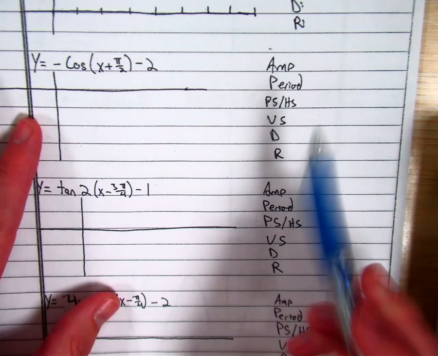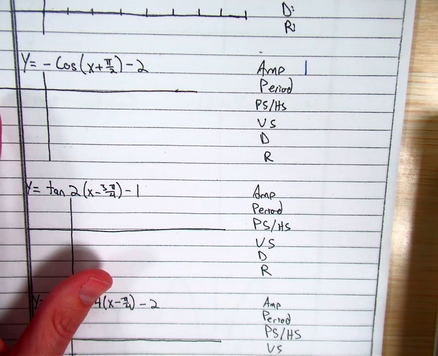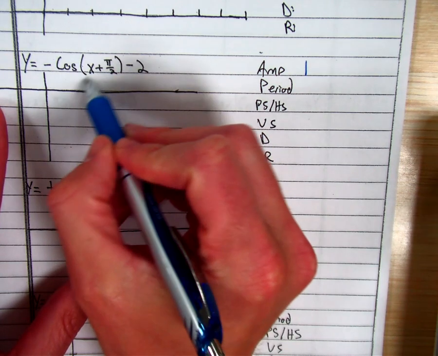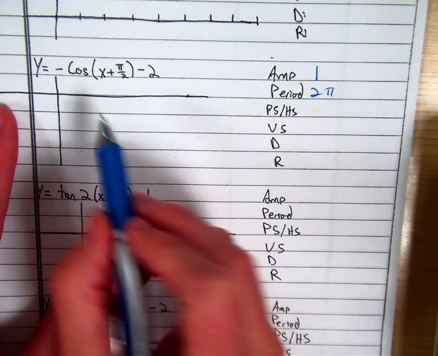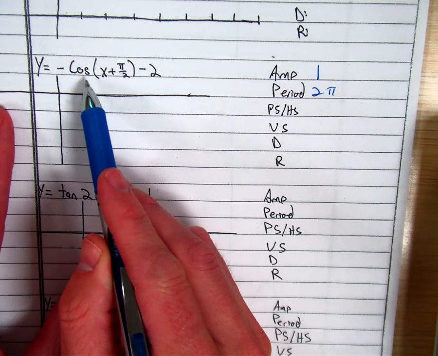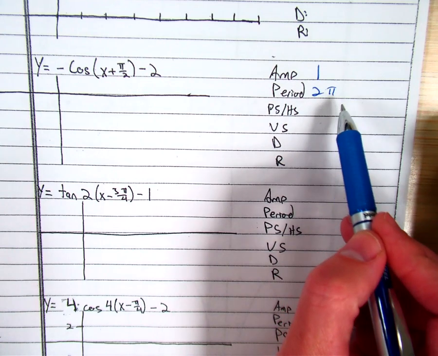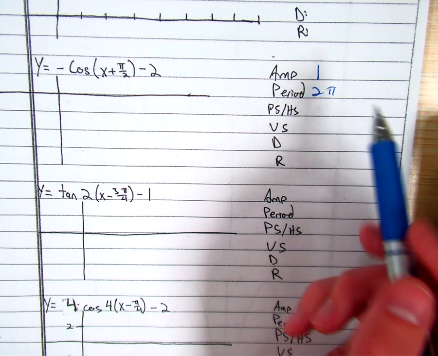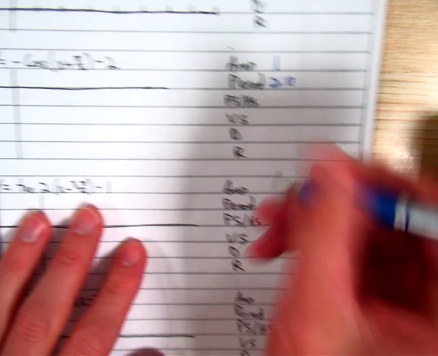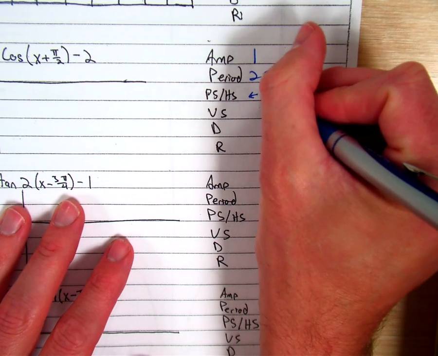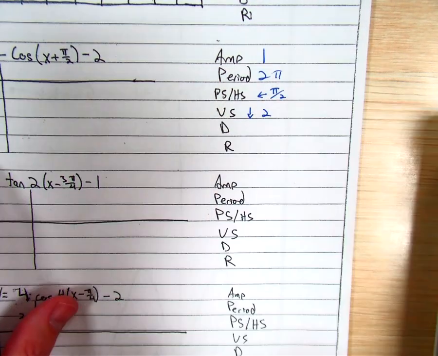So here we are. Amplitude is always positive, so it's going to be positive 1, even though we see the negative sign there. Period, no period adjuster. So the standard period for cosine is 2 pi. Cosine and sine, we got 4 important numbers, so when we divide by 4, we're going to be doing pi over 2 for our tick marks. Phase shift, horizontal shift, plus pi over 2 is left or backwards pi over 2. And our vertical shift is down 2.